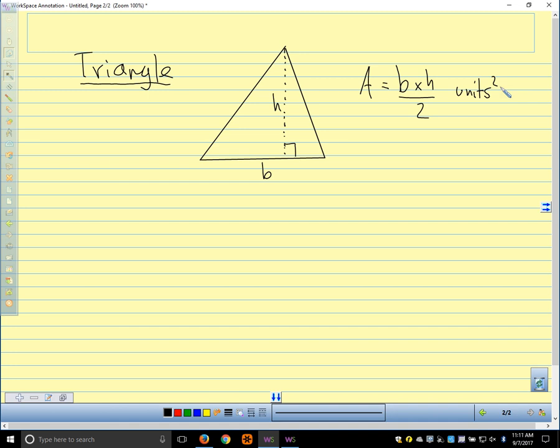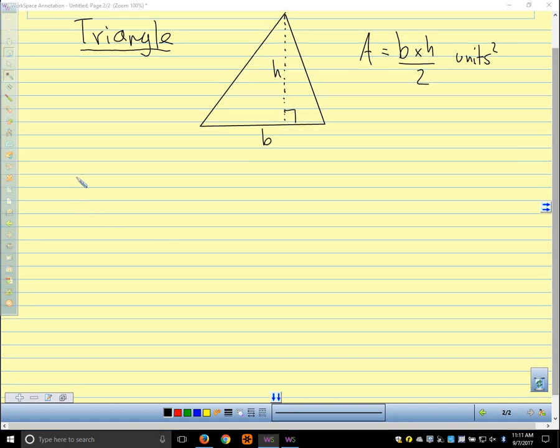Perimeter, we have to add up all the sides around the outside. So somehow we'd need to get some information about the other two sides for a triangle to find the perimeter. All right, our last basic shape. Circle.